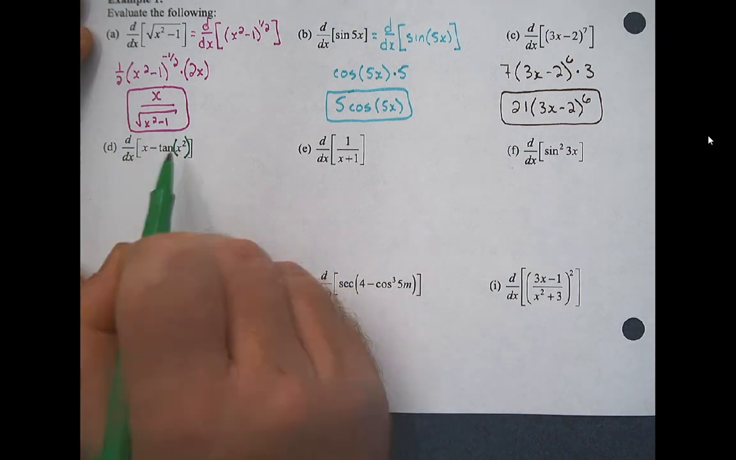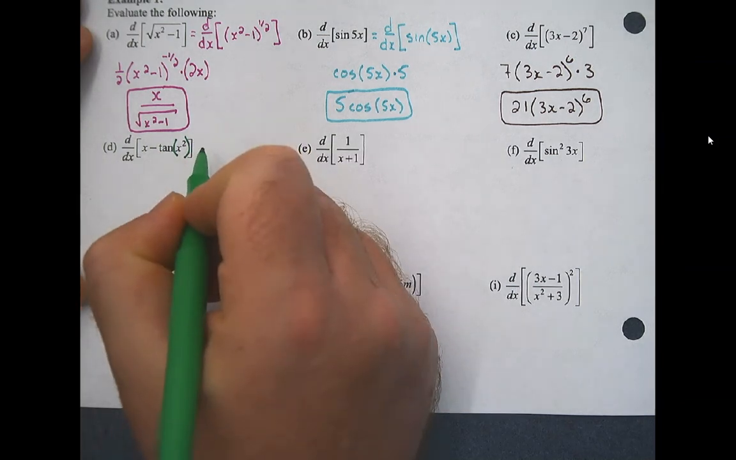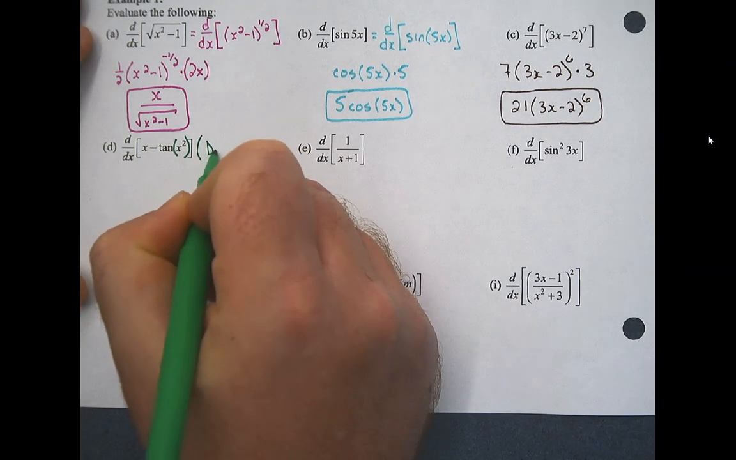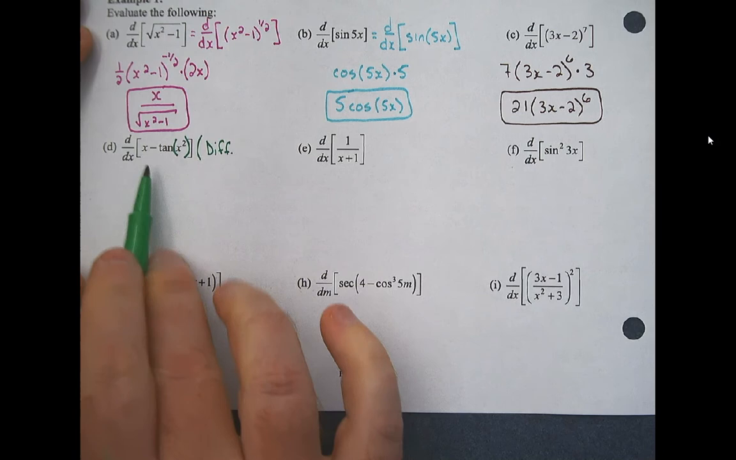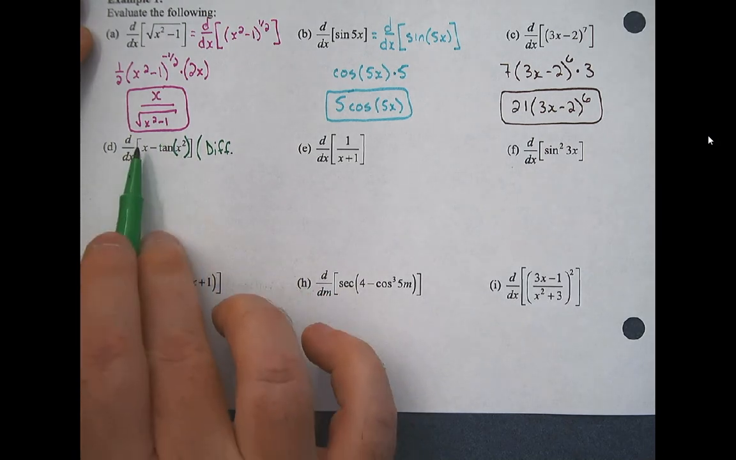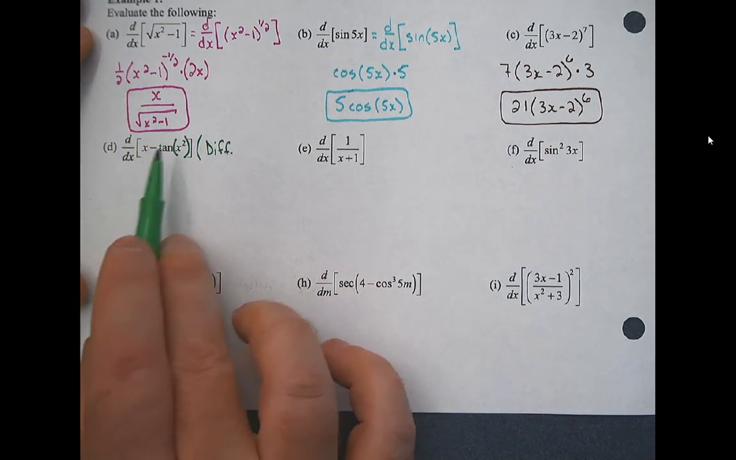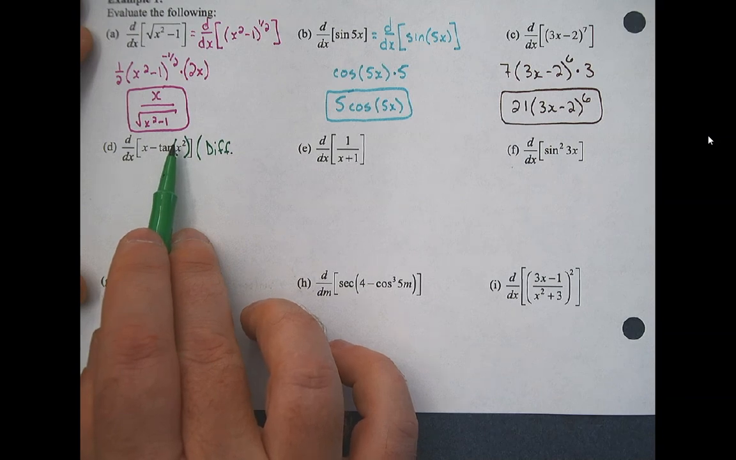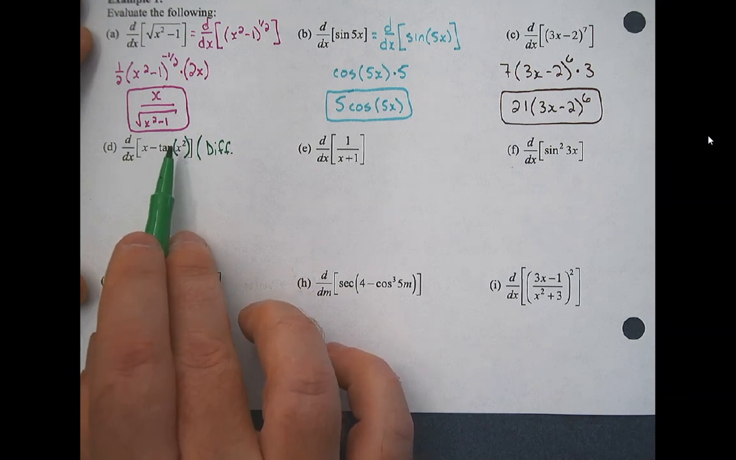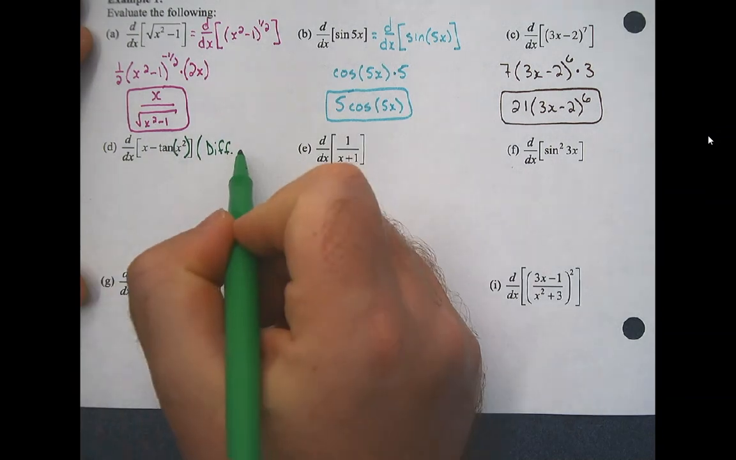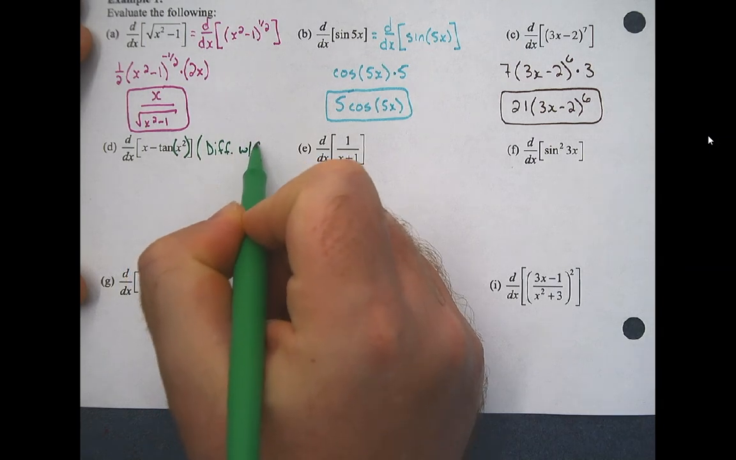Okay, overall, what type of problem is this? What type of rule is this? This is a difference rule. So that's good because you can derive each piece. So the derivative of x won't be a problem. The derivative of tangent of x squared. Okay, whoa, that's a chain rule. I've got something inside of something else. So this is a difference rule with a chain rule.